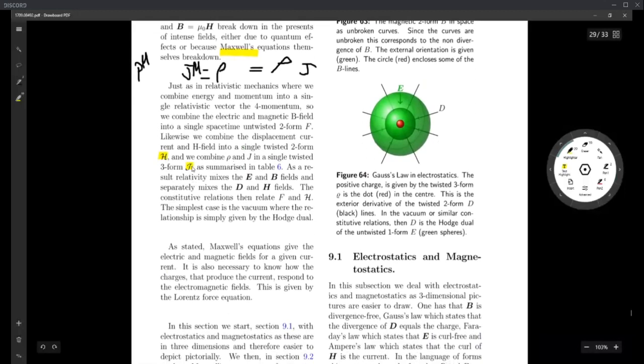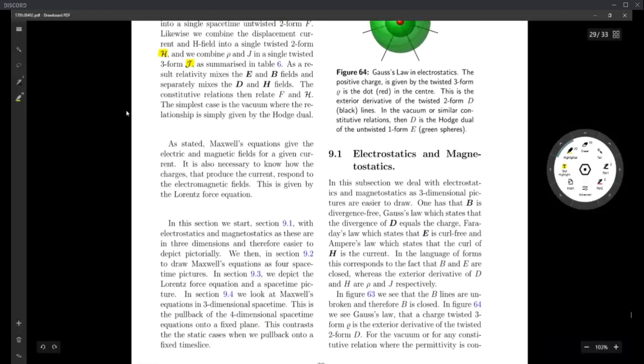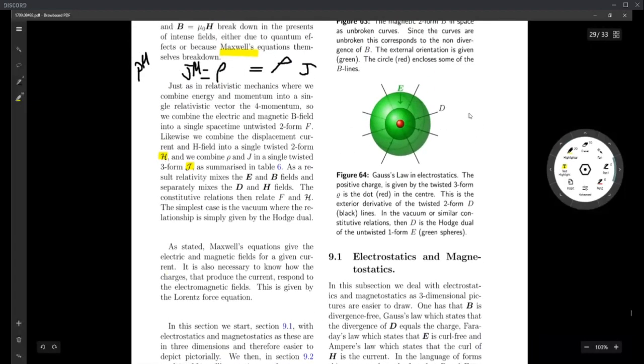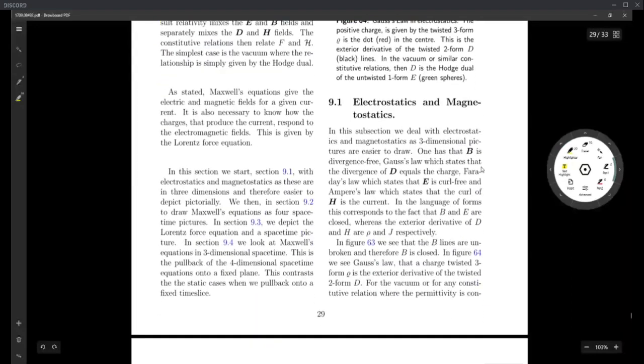I'm sorry, this weird J, yes. But usually, most places you see it as J nu. So whenever you see nu or mu, you should think, okay, four components. That's it. And let me just write down Maxwell's equations for a bit here.